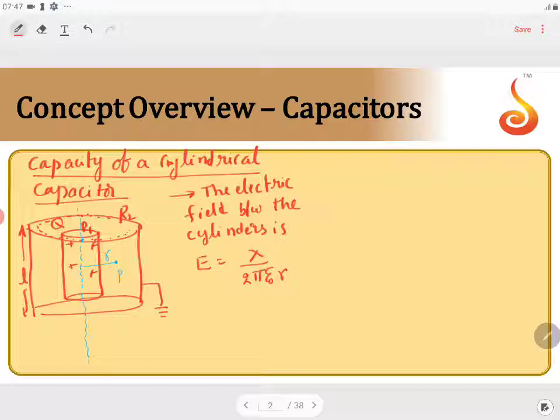Now we have to find the potential difference between R1 and R2, that is, between these two cylinders. In finding the potential difference, the lower limit will be R2 and the upper limit will be R1. So we go from R2 to R1. The small potential difference is minus E dr. Now to get the total potential difference, we have to integrate. So integral dV is equal to minus integral E dr.